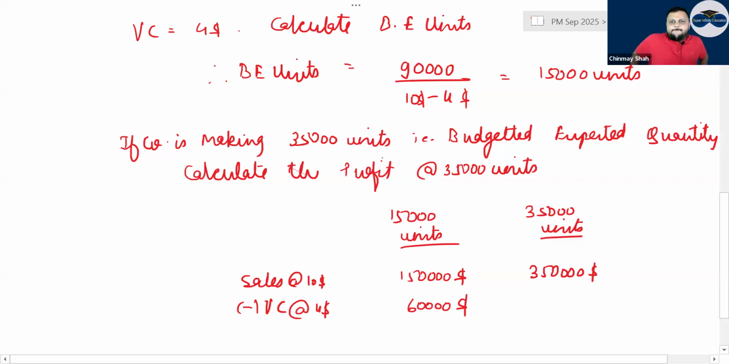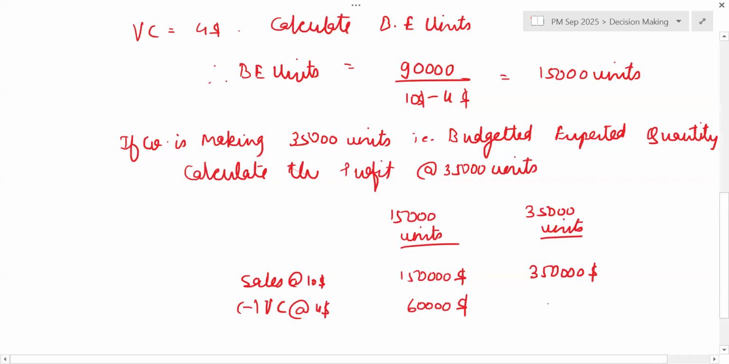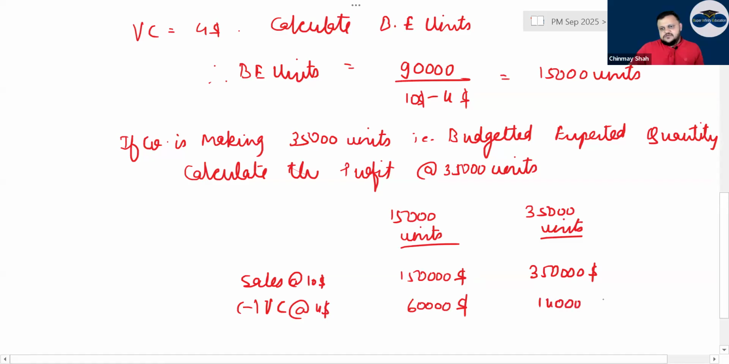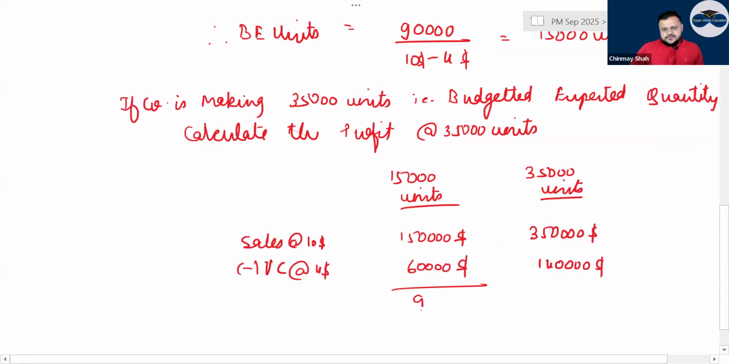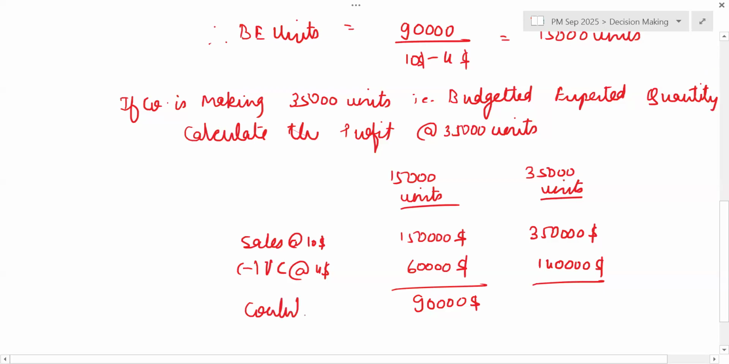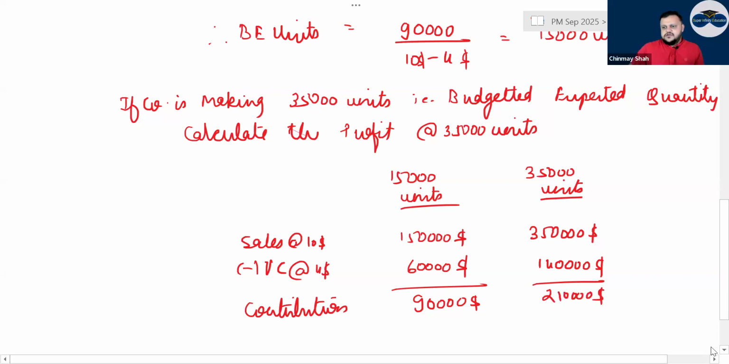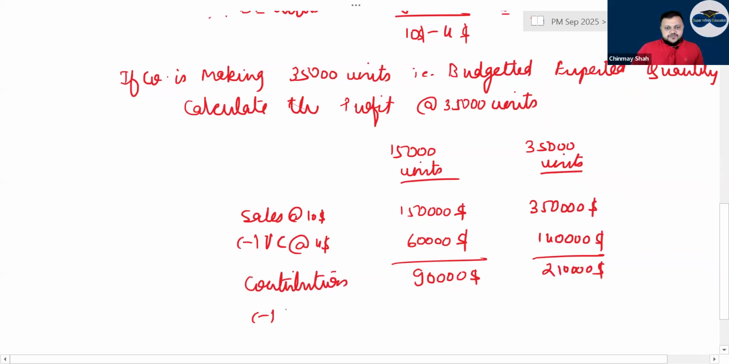How much, beta? $140,000. Krishna, okay. How much is the contribution then? Tell me. Here it is 90,000. I know this. How much is it here? 210,000. Correct. Minus the fixed cost. At both levels it is the same, 90,000. Correct. And how much here?